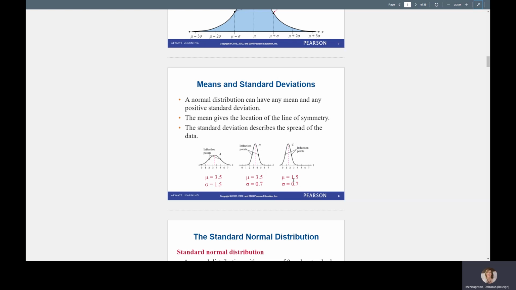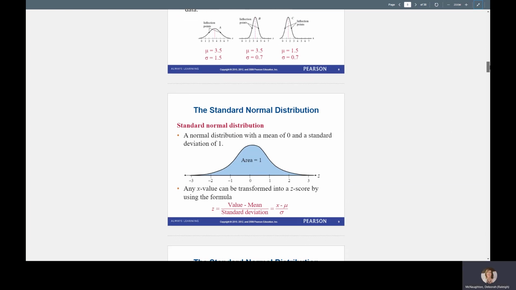All right, and so here it's showing us the same thing. The standard deviation is 0.7, but now we moved the mean to 1.5. And you can see all that does, these graphs look identical, except this one, the mean is 3.5, and this one, it's 1.5. So the mean tells us the location of the curve, and the standard deviation tells us how wide the curve is. So we need both of them.